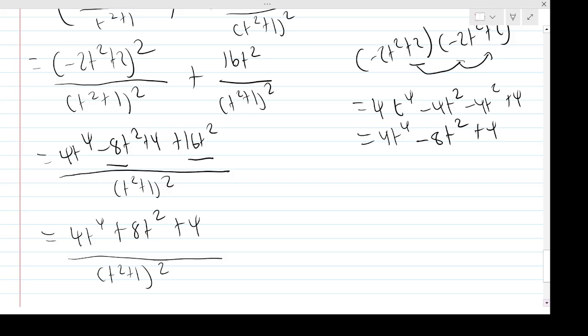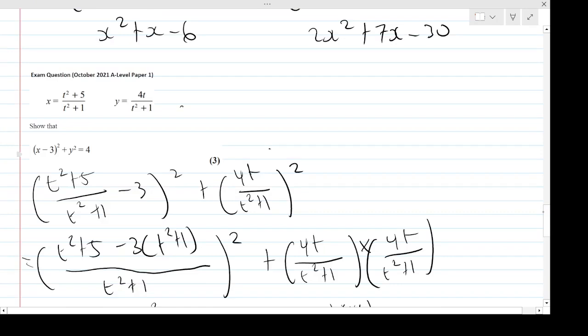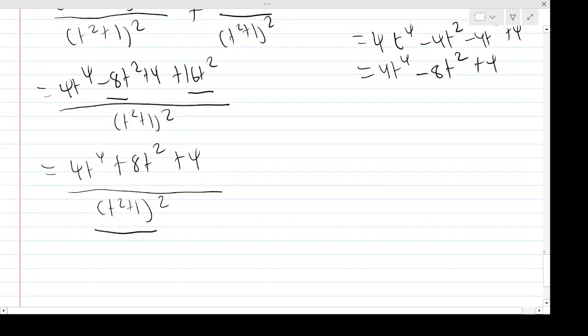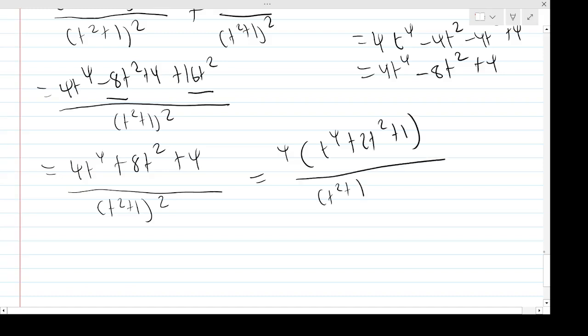Let's bear in mind, the answer needs to be equal to 4. What that essentially means is that whatever is on the bottom has to resemble this bit on the top. And actually, we can be a bit crafty and notice on the top, we can already factor a 4 out. If we take 4 out, that would be t to the 4, add 2t squared, add 1, over t squared add 1 all squared.